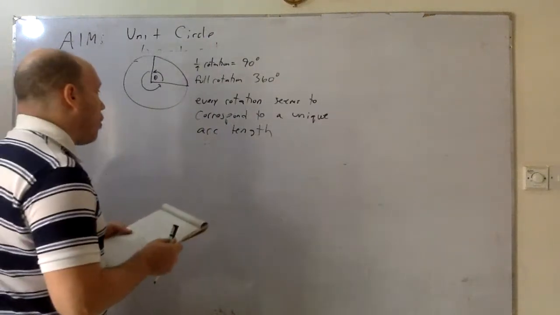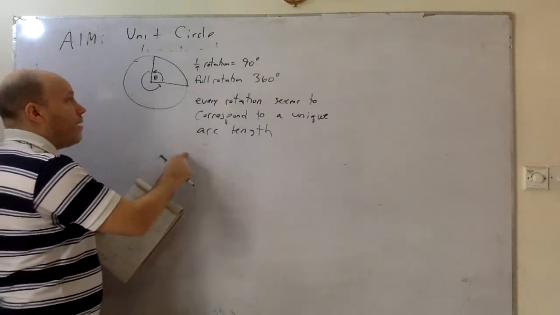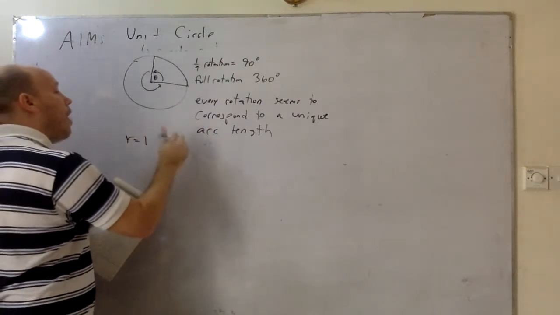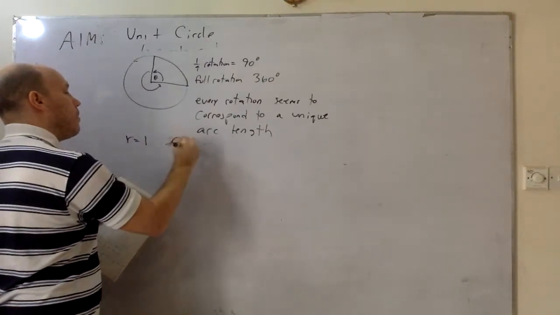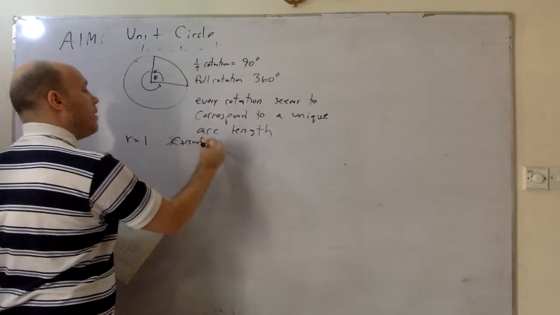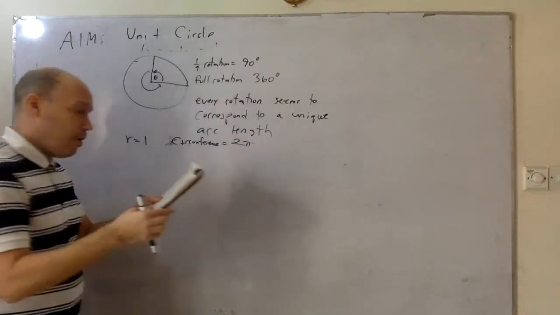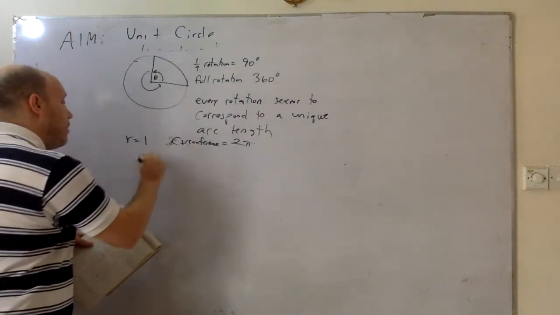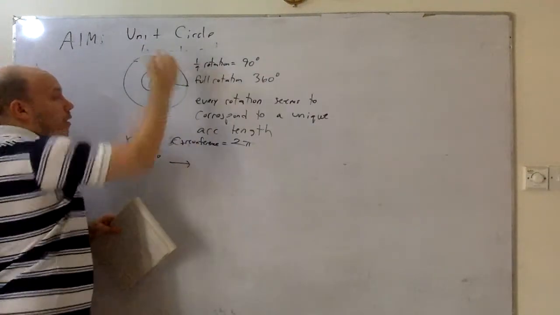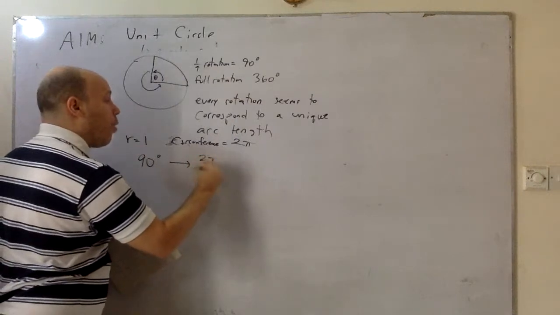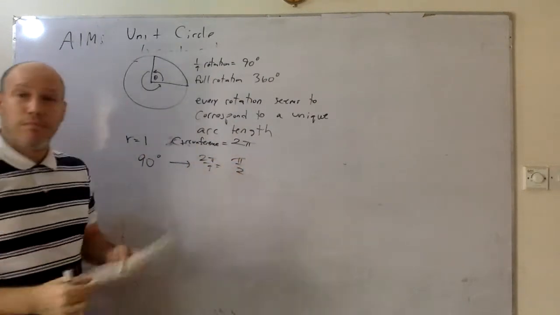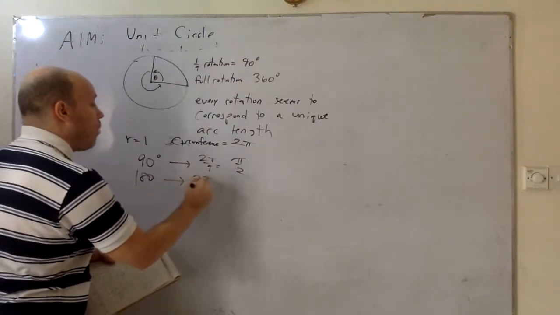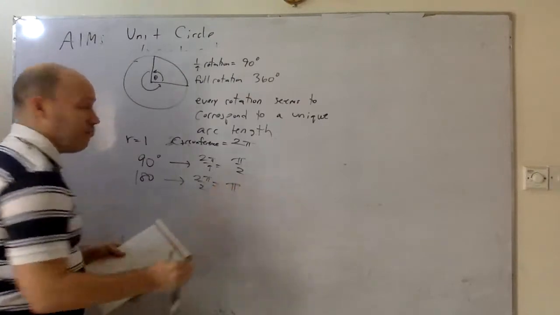So we're on the unit circle. Right? We're on the unit circle. So we know that r equals 1, and therefore the circumference equals 2 pi. So 90 degrees seems to correspond to 2 pi over 4, or pi over 2. And 180 degrees corresponds to 2 pi over 2, or pi.